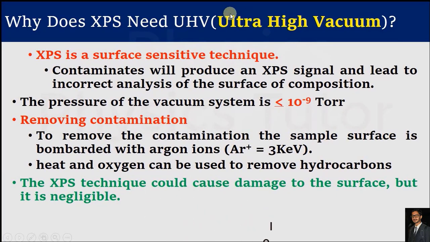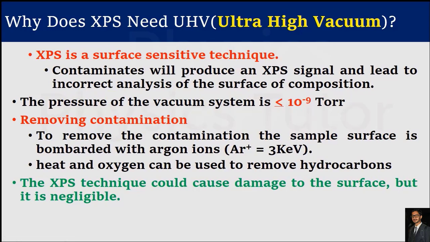This is a very important factor during XPS characterization. So here we will know why we need UHV, ultra high vacuum. XPS is a surface sensitive technique. We already saw this in detail in this lecture. Contaminants will produce an XPS signal and lead to incorrect analysis of the surface composition. This means that when contaminants are present, our result will not be clear. If we want a clear result, we need to remove contaminants.